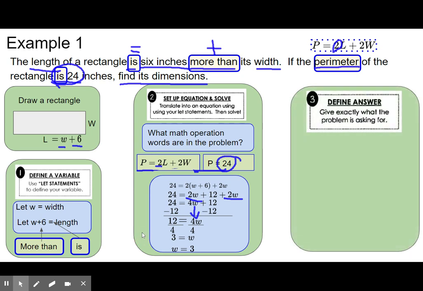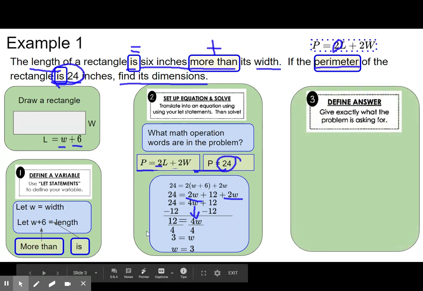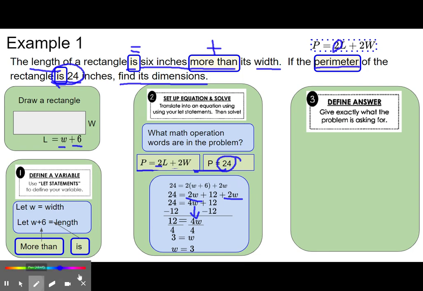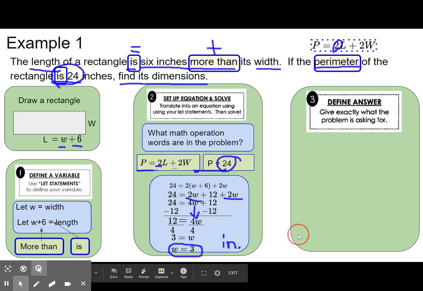All right, give exactly what the problem is asking for. I have not given what the problem is asking for yet. I have found that W is equal to 3. My width is 3. 3 what? It's actually 3 inches. Don't forget your units. We'll include that in our final answer.